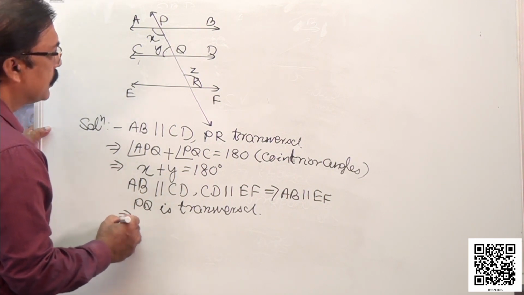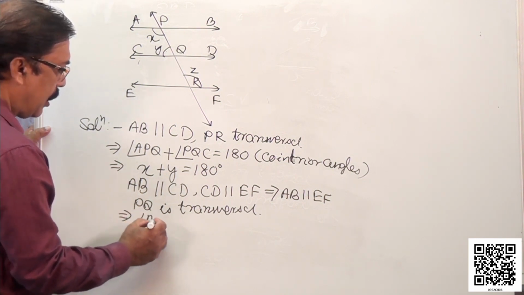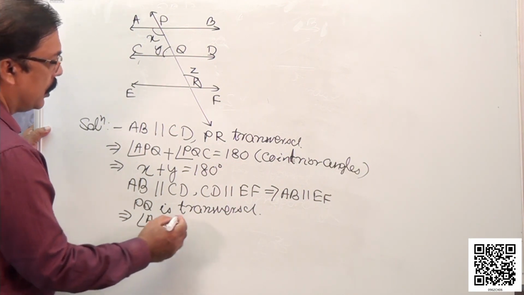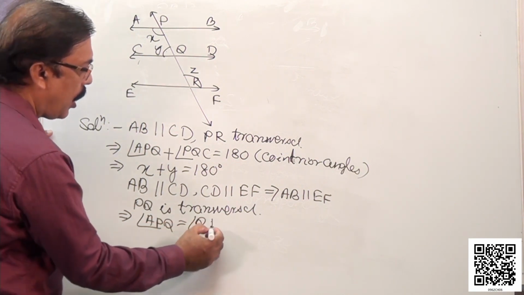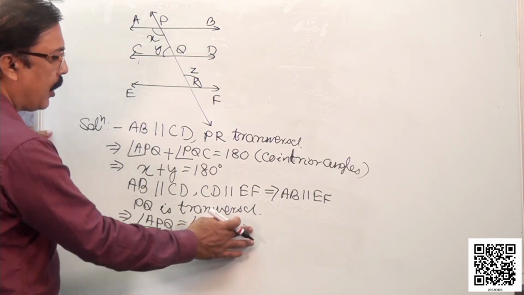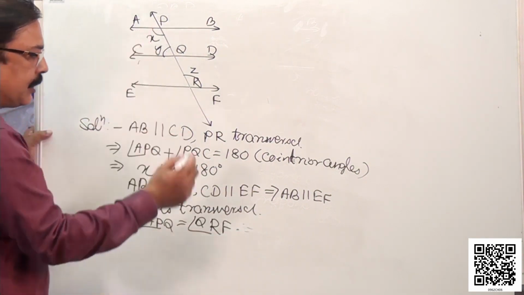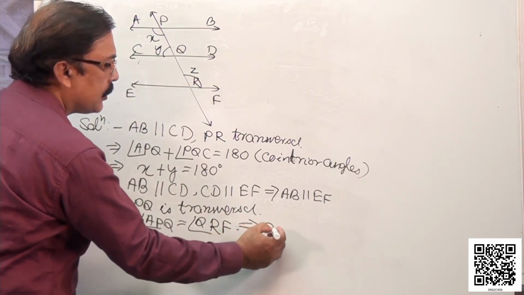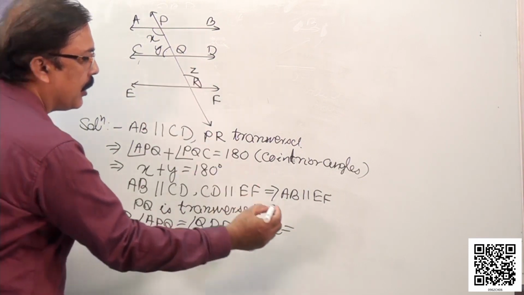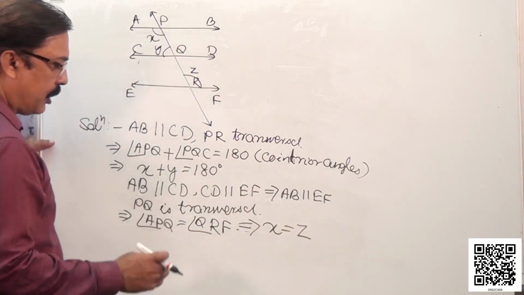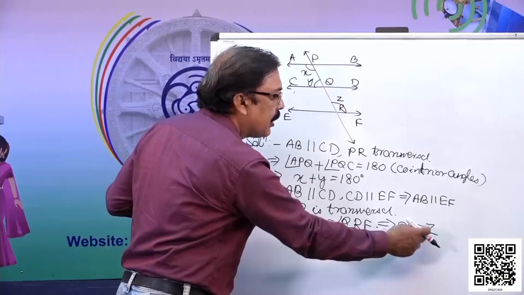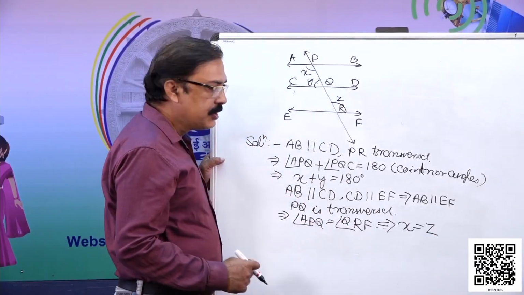This implies angle APQ is equal to QRF. See, what is APK? APK is X and QRF is Z. You see, X plus Y is 180 degree, X is equal to Z.